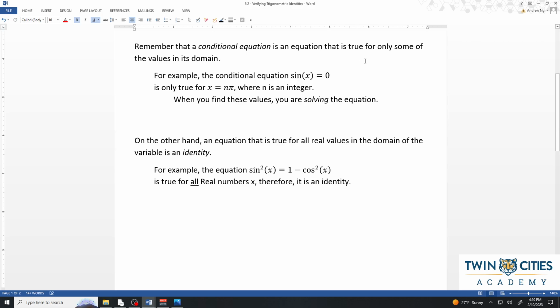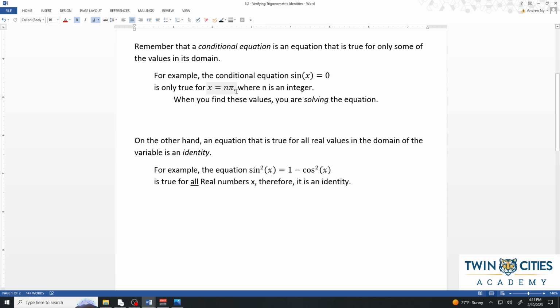As an example, the conditional equation sine of x equals 0 is only true for x equals n pi, where n is an integer. When you find these values, you are solving the equation. So you are saying that this is true only for these values, but for everything else, it's not true. This is only true for x equals 1 pi or 2 pi or 3 pi or n pi. But for anything else that doesn't fall in that format, it's not true.